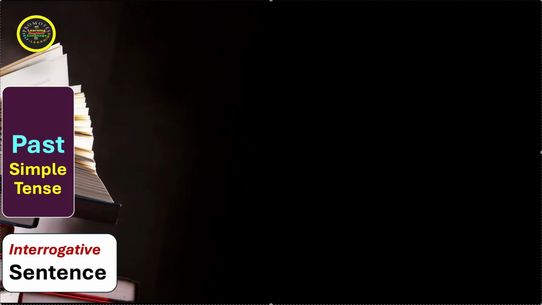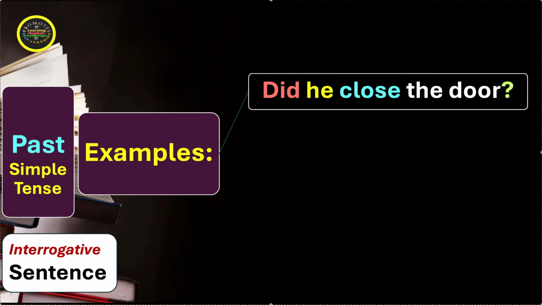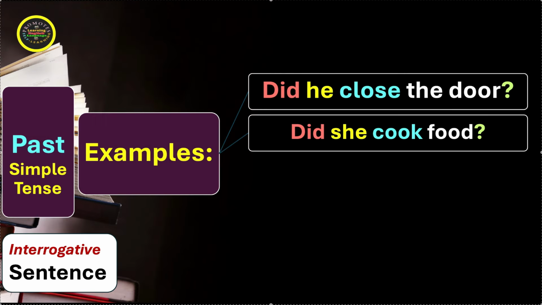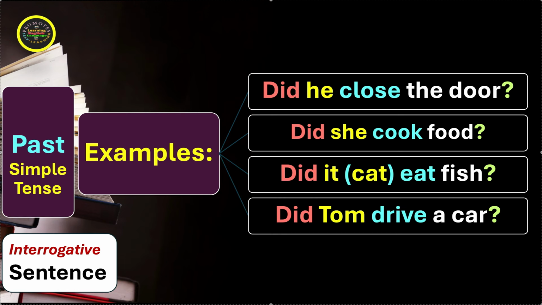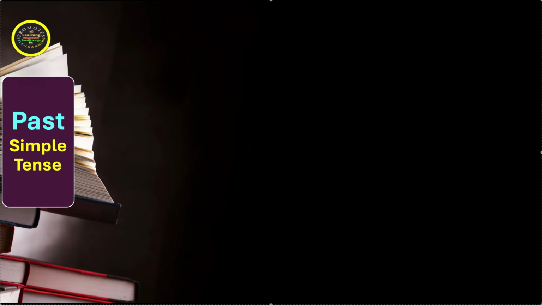Now let's see the examples in the interrogative form. Did he close the door? Did she cook food? Did it, for cat, eat fish? Did Tom drive a car? Now we continue our discussion.